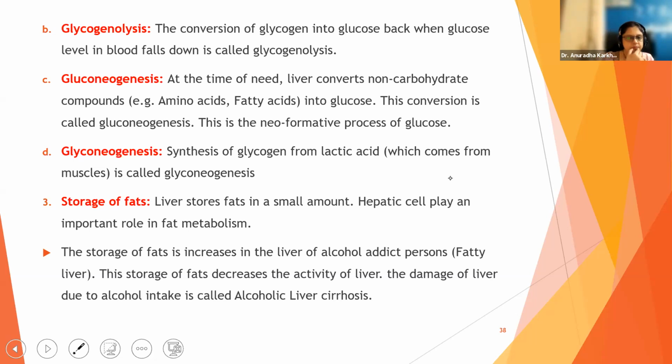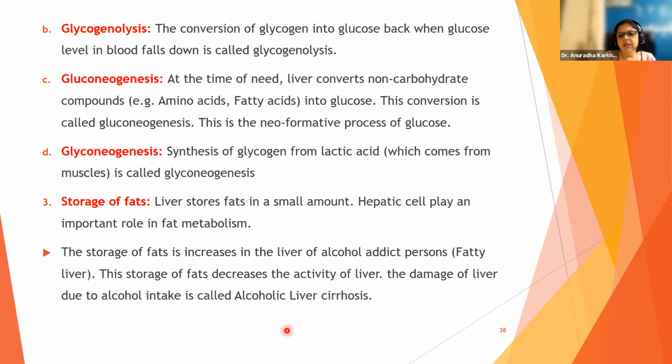Okay, if the storage of fats increases in the liver of alcohol addict persons, we call it fatty liver. So there will be a lot of fat stored in the liver causing blockages. The sinusoids will be clogged with fats. This storage of fat decreases the activity of the liver. The damage of the liver due to alcohol intake is called alcoholic liver cirrhosis. You might have heard the word liver cirrhosis. Cirrhosis is actually complete damage of the liver.